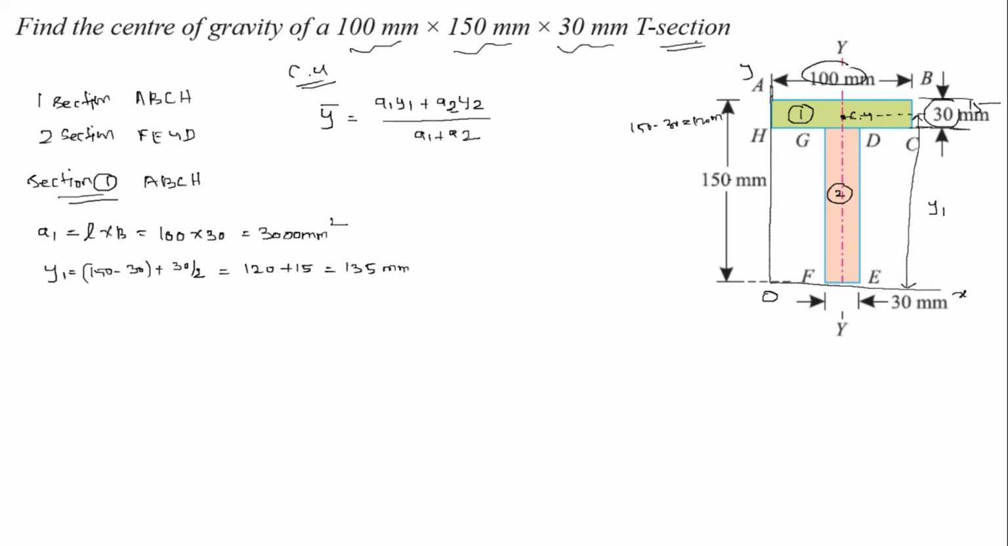Similarly, now take section 2, FEGD. Now we are going to calculate A2, which is L into B. L is equal to 150 minus 30, which is equal to 120. This is the distance, 120 mm. So, 120 into 30.